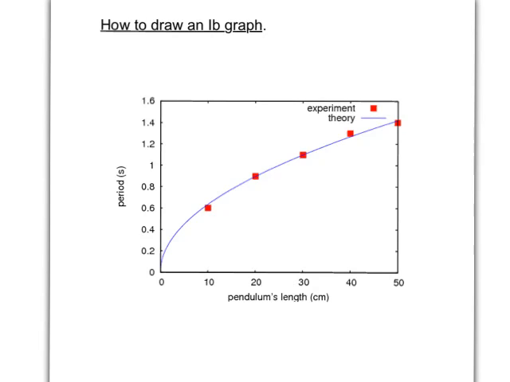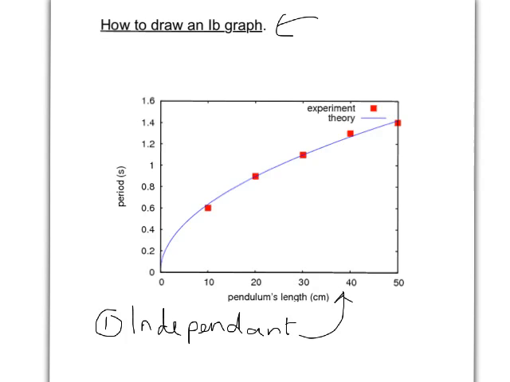So welcome to how to draw an IB graph. Rule number 1, the independent variable always goes on the x-axis. That means, accordingly, that on the y-axis you would place the dependent. Rule number 2, have a title for your graph.